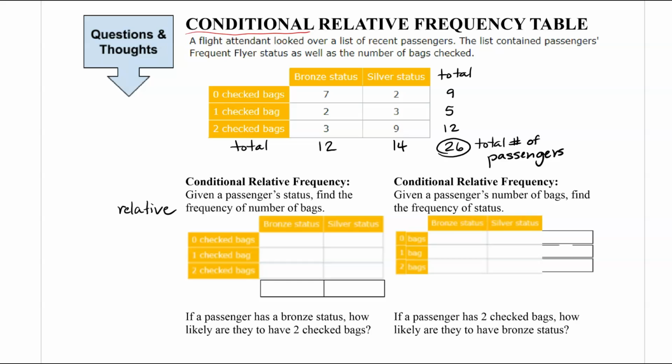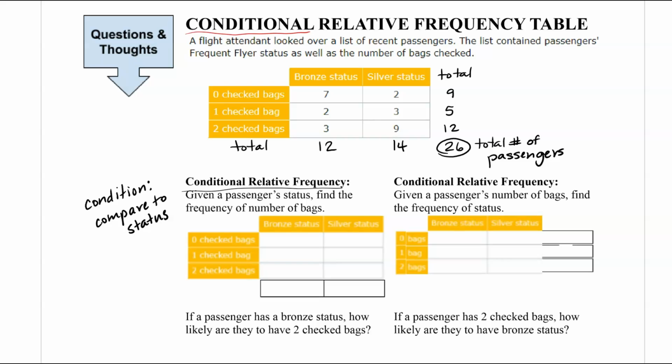So here is my marginal frequency. Make sure you check your numbers. Now let's build a conditional relative frequency table given a passenger's status. So rather than compare the individual counts to the total number of passengers, which is 26, we're going to compare the individual status numbers to the total status.